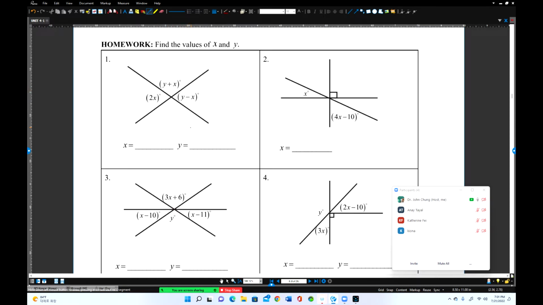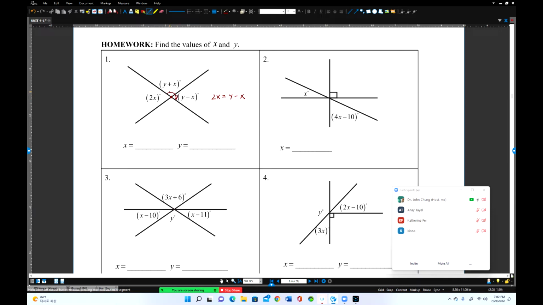So we have two vertical angles. Two intersecting lines form what? A pair of vertical angles. Okay, so 2x equals y minus x. We know that. 2x equals y minus x, and we have two variables there. We need another equation from here.